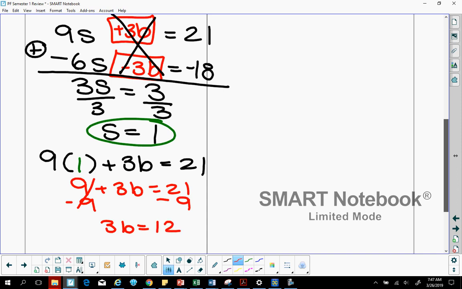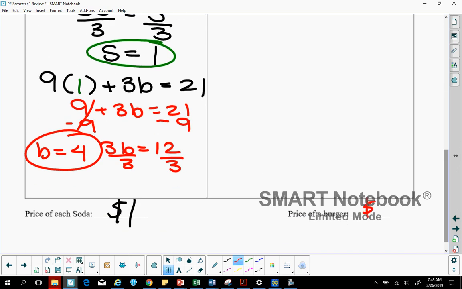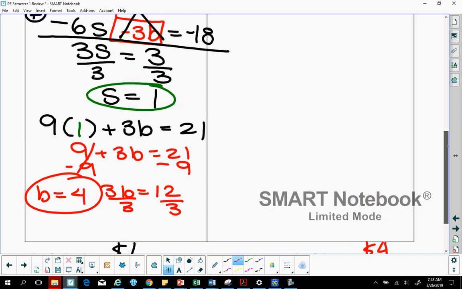Then what do you do? And what do you get, b equals? Good. So that means a burger costs how much money? $4. To check my work, just because it's a test too, if I want to check my work, what do I do with those two numbers? I plug it in. So that's how you do it, elimination.